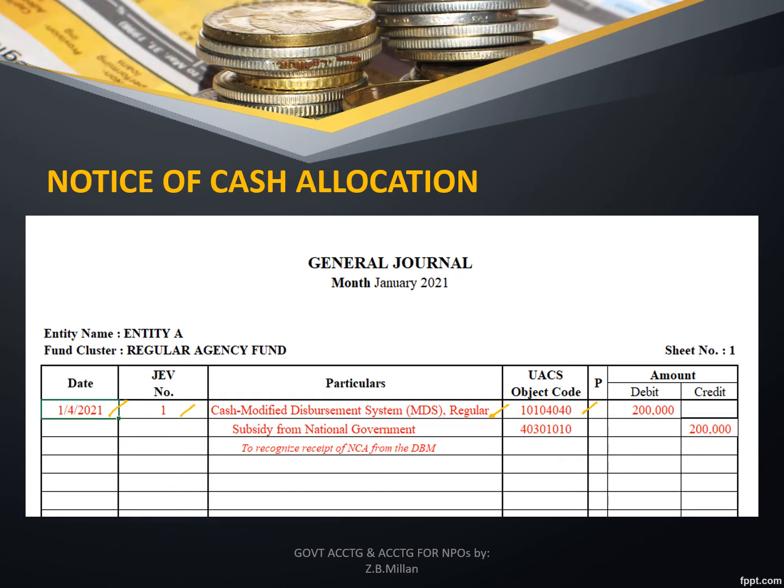So in the receipt of the notice of cash allocation or in the receipt of cash, we'll debit cash for the receipt of cash and then credit subsidy from national government for the revenue account. So the subsidy from the national government, this is a revenue account which is used to record receipt of cash from DBM. Okay? UACS code natin, ito yung account number, and then the corresponding debit and credit amount. So this transaction is recorded to recognize the receipt of notice of cash allocation from the DBM.